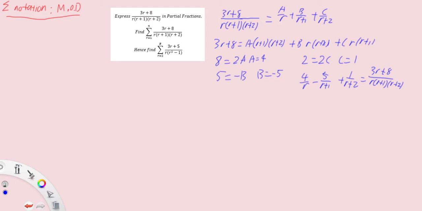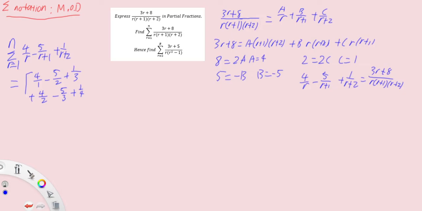Now we've solved the partial fractions, so we have the summation of (3r + 8)/(r(r+1)(r+2)), which we've already found in partial fractions form. So let's just sub in the partial fractions form, which is 4 over r minus 5 over r plus 1 plus 1 over r plus 2. Now we simply sub in the limits. We start off with r equals 1: 4 over 1. Again, do not simplify, just leave it in its purest form. So we get 4 minus 5 over 2 plus 1 over 3.